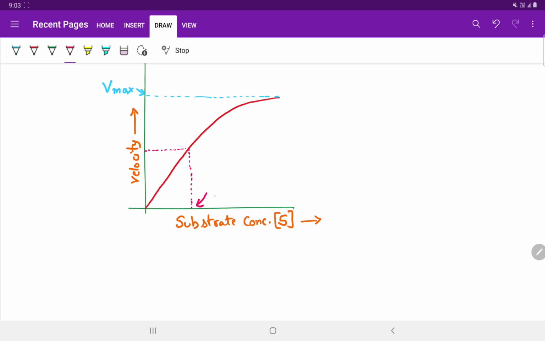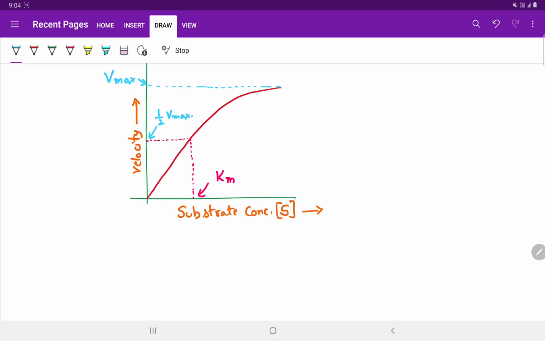So, this point gives the value of the Km when the velocity of reaction is half of the maximum velocity. So, this point is half of the Vmax. I hope from the graph it's clear to you. So, these are the particular sections.